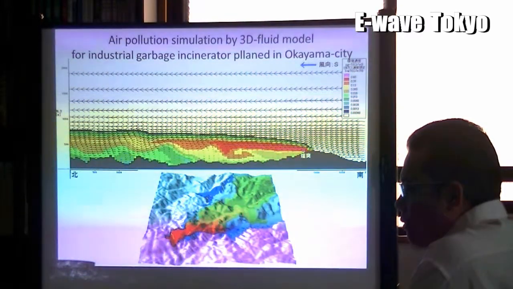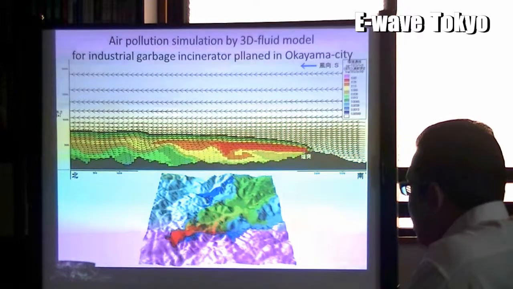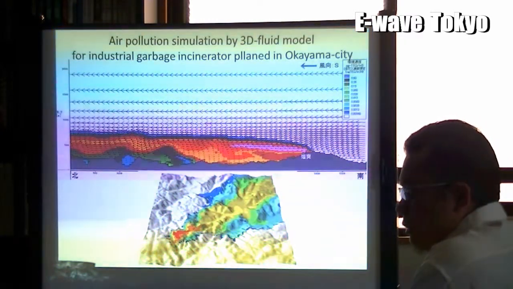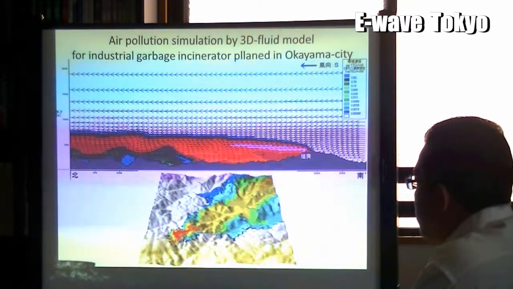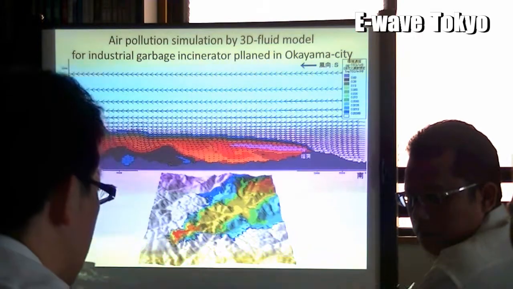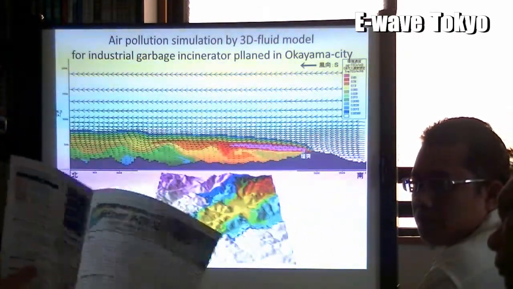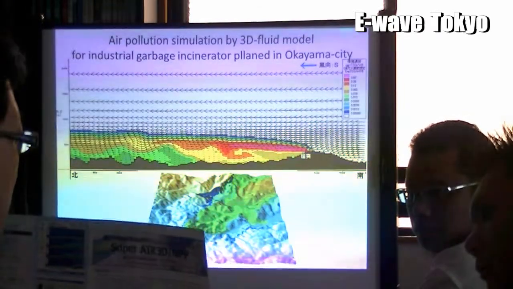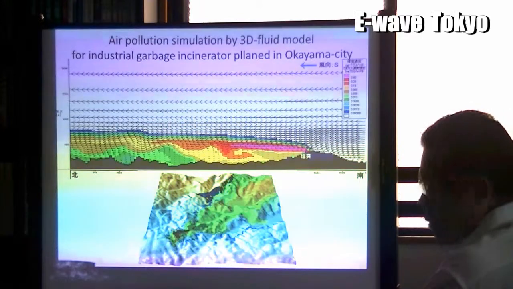As mentioned before, we now use it for nuclear power plant accident simulation all over Japan. 50 cases, Hokkaido to Kyushu. Nuclear power plant simulation. The model is the same as this one.